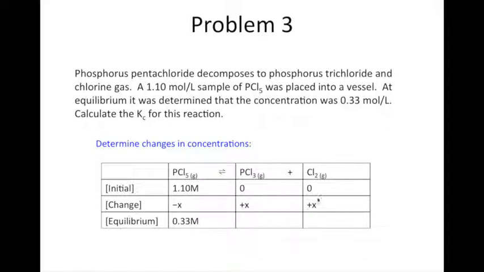Again, everything has a 1 coefficient because of the stoichiometry. Now we can figure out very easily what this X value is by subtracting 0.33 from 1.10, our initial. And we get a change, in this case a decrease, of 0.77 molar. So if X is 0.77, then we can fill that in here. And then our equilibrium, we just add that to our initial, which of course is 0. And boom, we have our equilibrium concentrations.